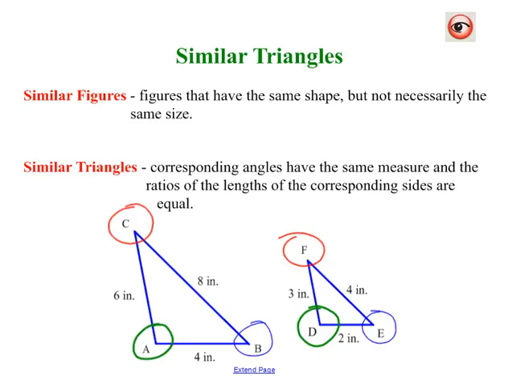So what that also means is that the side measuring 6 inches in this triangle corresponds to the side measuring 3 inches in that triangle. The side measuring 8 inches in this triangle corresponds to the side measuring 4 inches in this triangle. And finally, the side measuring 4 inches in this triangle corresponds to the side measuring 2 inches in that triangle.